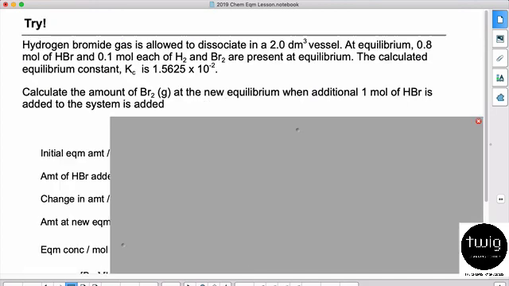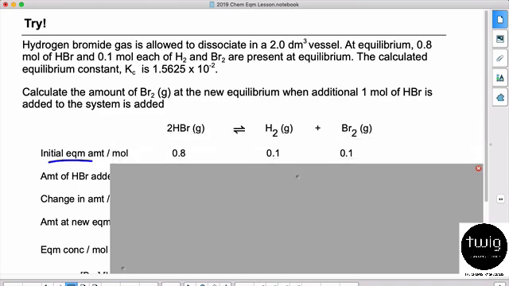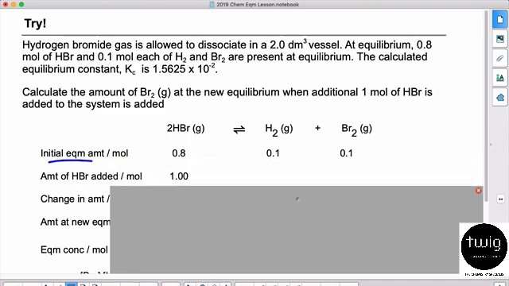Hydrogen bromide is allowed to dissociate at equilibrium. At equilibrium is this part, the initial equilibrium. Initially it was already at equilibrium: 0.8, 0.1, 0.1. So how much HBr did you add in? You added 1 mole of HBr. So when I add 1 mole of HBr, we know that equilibrium will shift to the right. It starts to shift. So this is the representation of the change because it's trying to shift already.